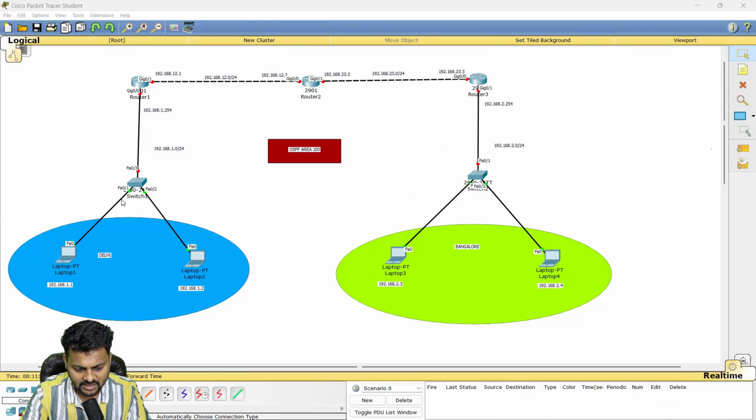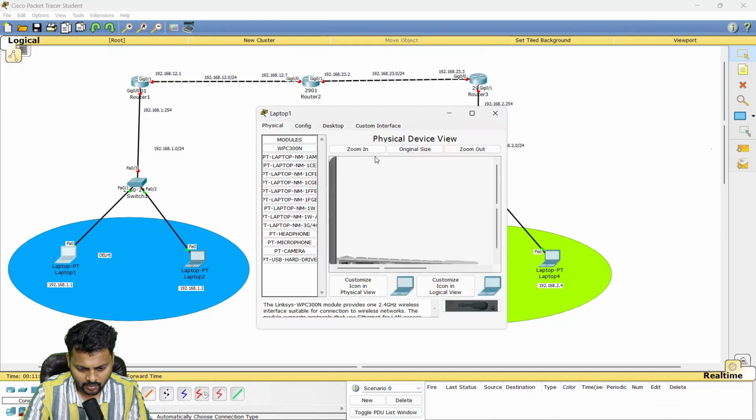This is the Bangalore location. Same thing, if you see over here, this is Delhi. In Delhi, we have PC1 with IP address 101 and PC2 with IP address 102. Again, for these, the default gateway will be 1.254. So step number 1, let's configure the IP addressing.